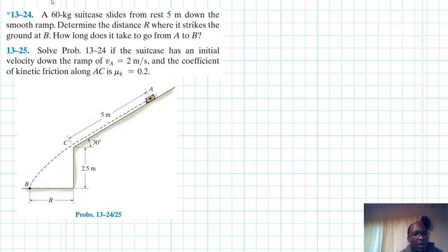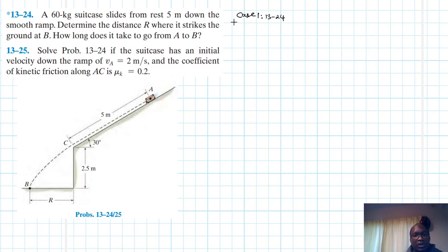The second problem: solve problem 13-24 if the suitcase has an initial velocity down the ramp of VA equal to 2 meters per second and the coefficient of kinetic friction along AC is mu k equal to 0.2. Both problems are coming from Engineering Mechanics: Dynamics, 14th edition, by R.C. Hibbeler. So let's start with case 1, which is 13-24.